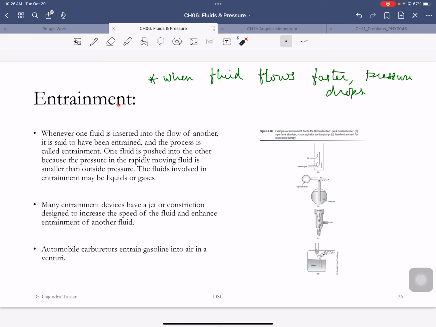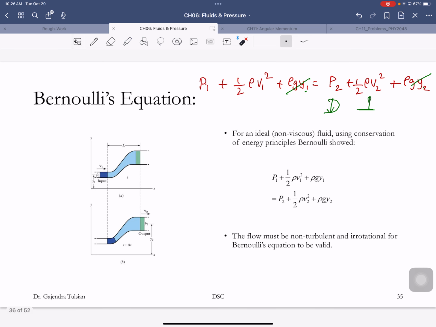So what is entrainment? When a fluid is flowing, the pressure in the fluid drops, and because the pressure in that fluid has dropped, you can entrain another fluid in that flow. You can insert another fluid in that flow. That's what you're doing. So you're mixing two fluids, taking advantage of this fact: whenever a fluid moves fast, the pressure in that fluid drops.